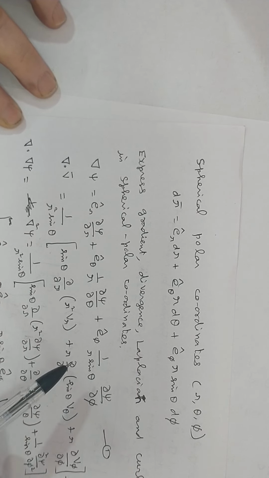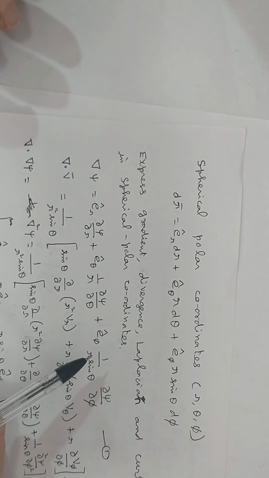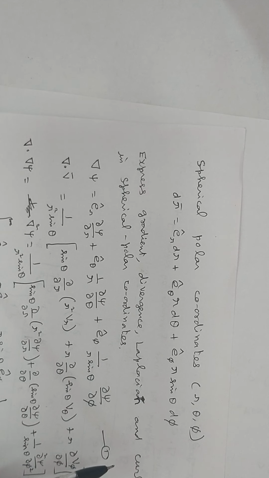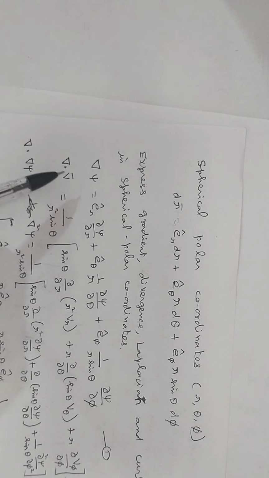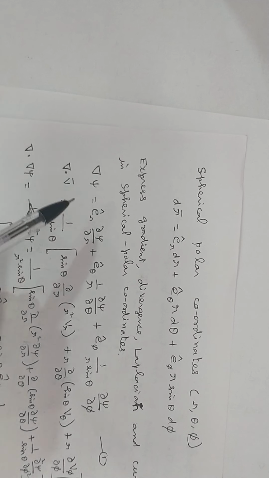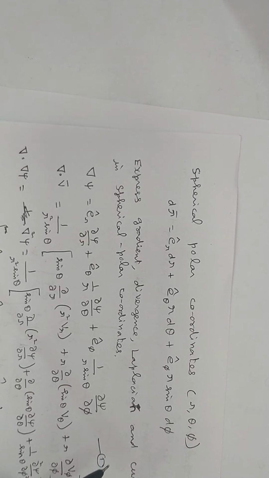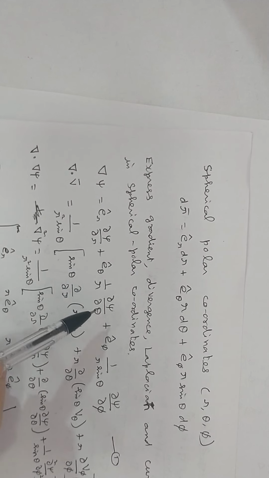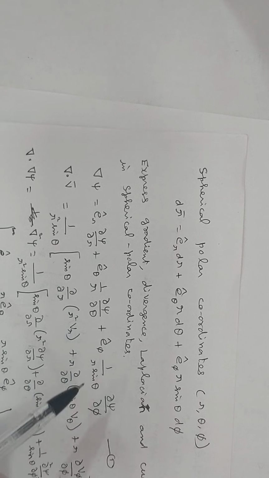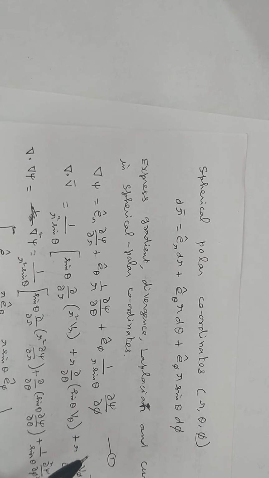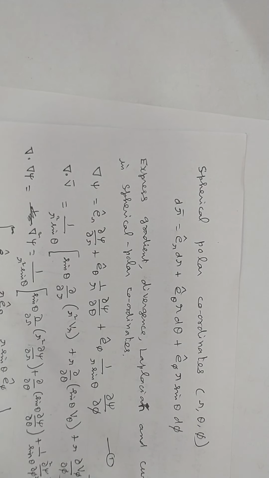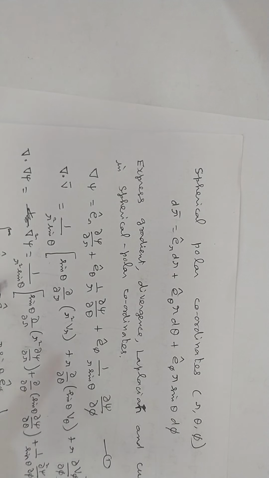Now let us express gradient, divergence, Laplacian, curl in spherical polar coordinates. Often this will be useful. So the gradient of psi is equal to e_r partial psi by partial r plus e_theta 1 by r partial psi by partial theta plus e_phi 1 by r sin theta partial psi by partial phi. So this is the gradient of psi.